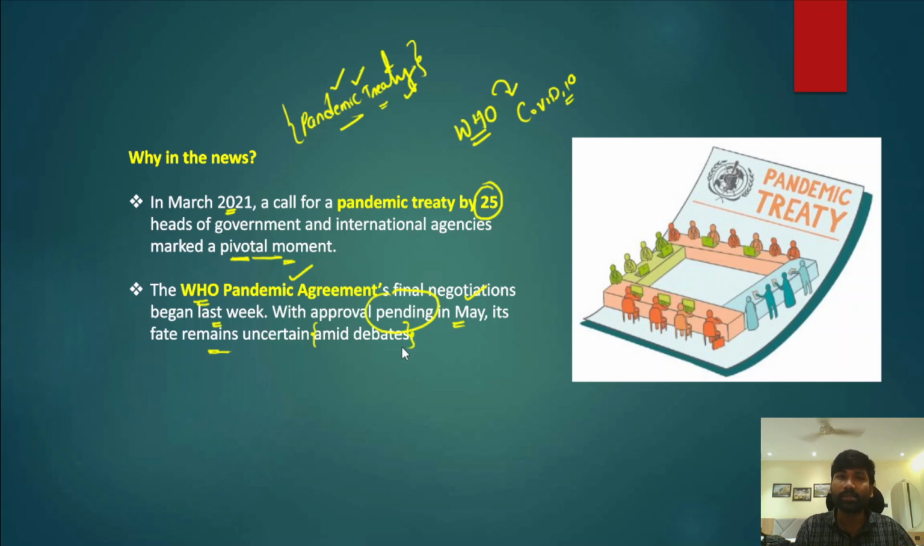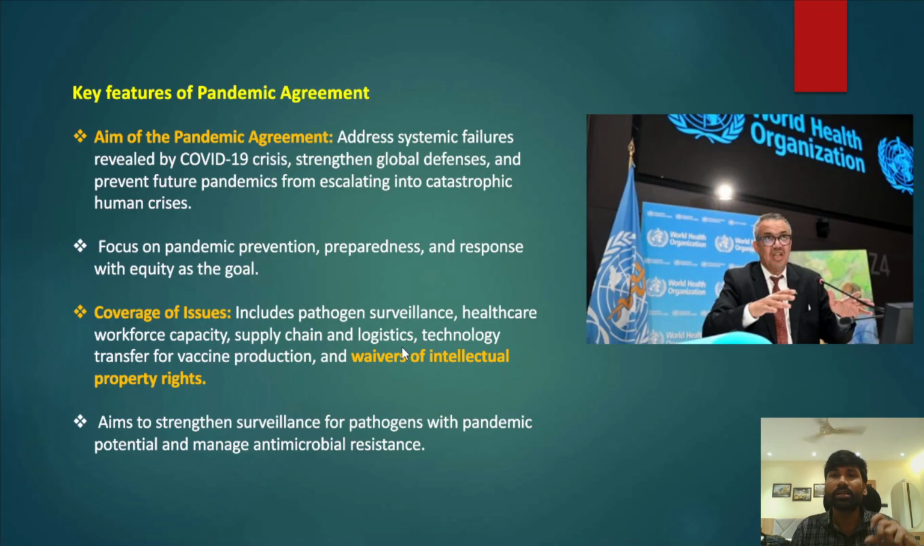And not just debates, but also differences between the developing countries and the developed countries with respect to different aspects. We will look into all those aspects: what are the major differences, how to proceed further, and what are the major challenges in establishing such a global pandemic treaty. First and foremost, the aim of the global pandemic treaty. That is what we need to understand.